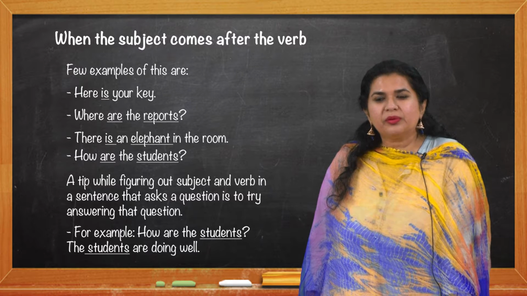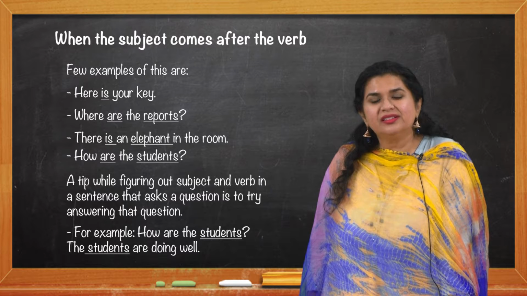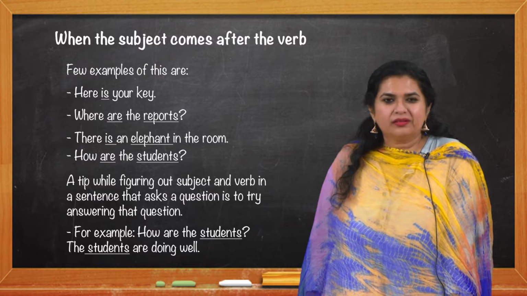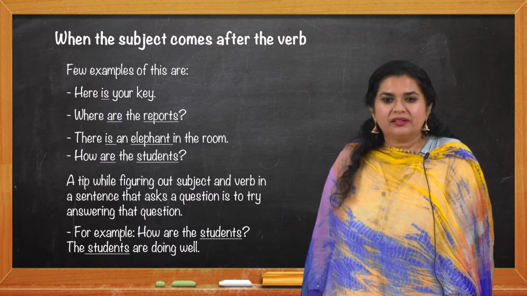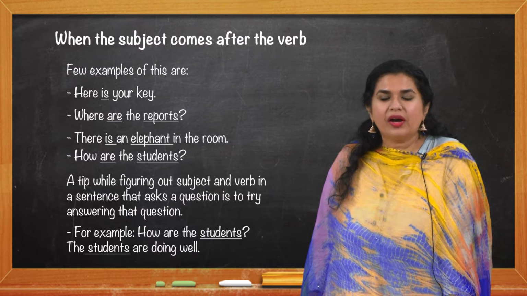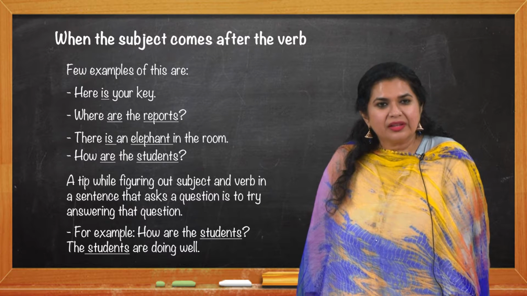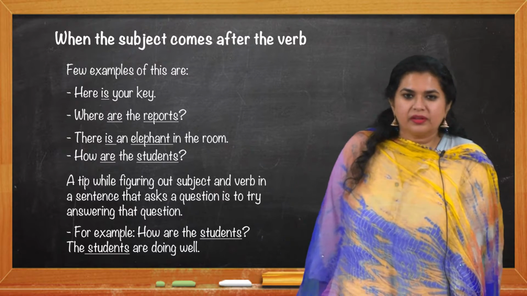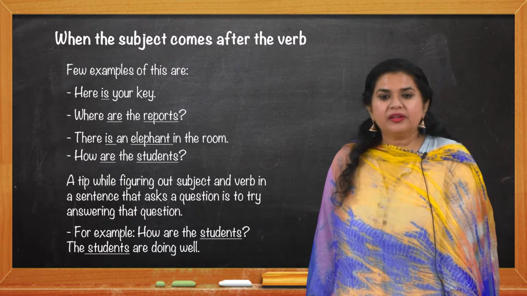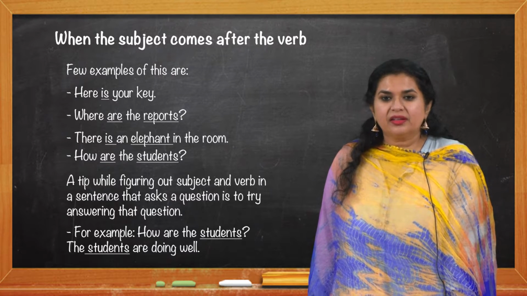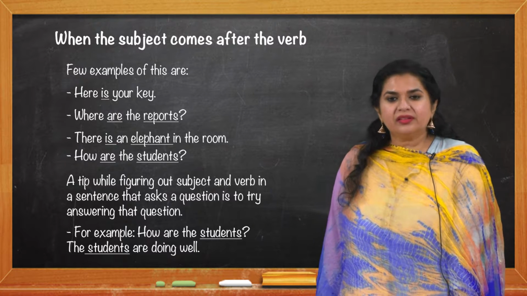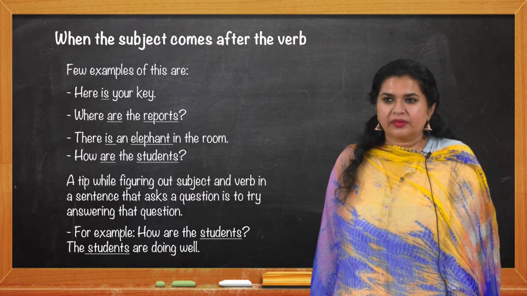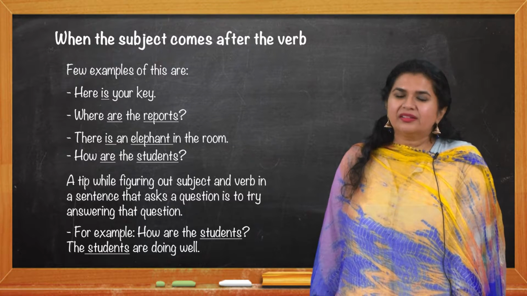Where are the reports? Reports are following the verb. I am sorry, reports are the subject following the verb. Third sentence, there is an elephant in the room. And how are the students? When we interrogate subjects, the subject goes generally after the verb. So, you have to remember this tip while figuring out subject and verb in a sentence that asks a question: try answering the question. For example, how are the students? The students are doing well.